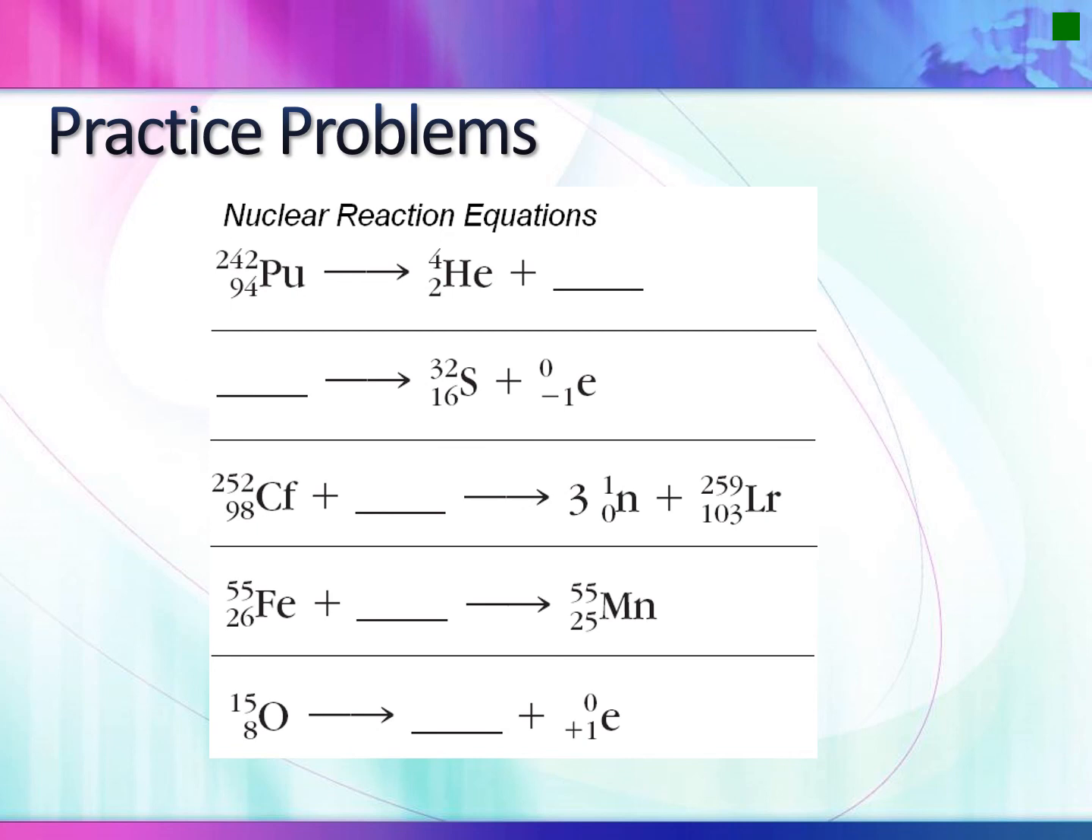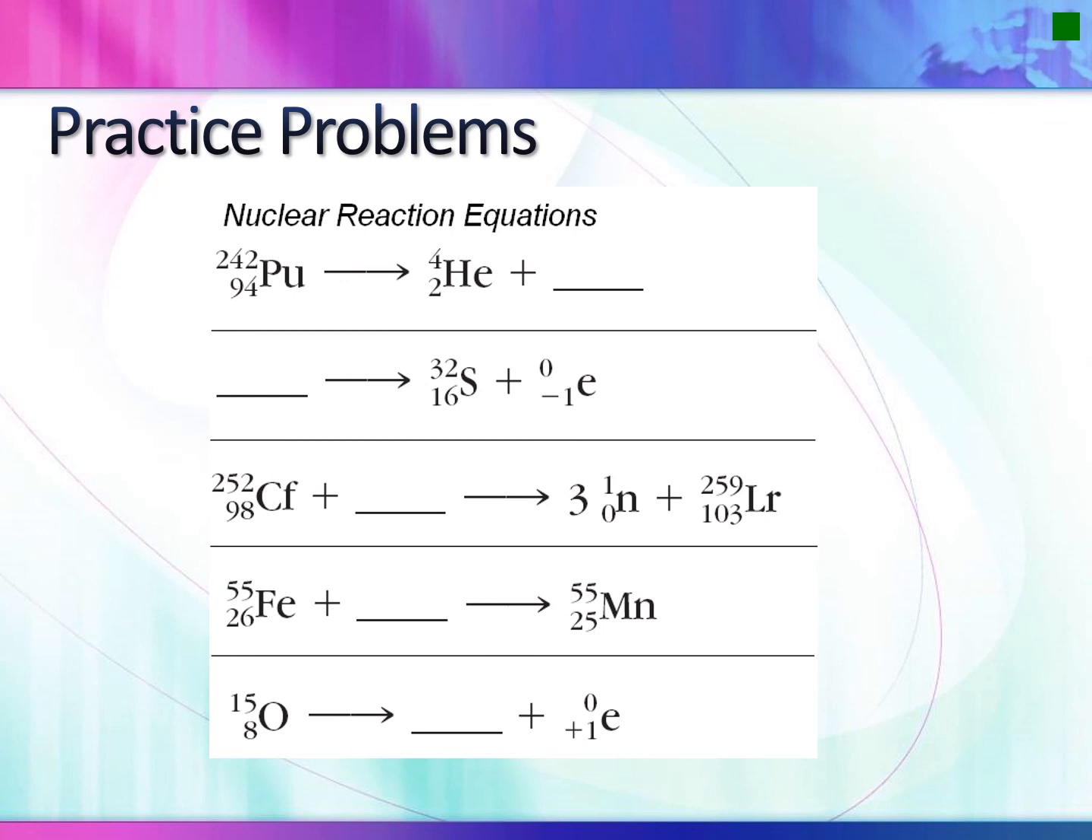All right, now let's try the bottom number. So we've got 98 plus x, so 98 plus x equals 3 times 0, so 0 plus 103. So in this case, x equals 5. So I'm going to write down 5, and this would be boron.